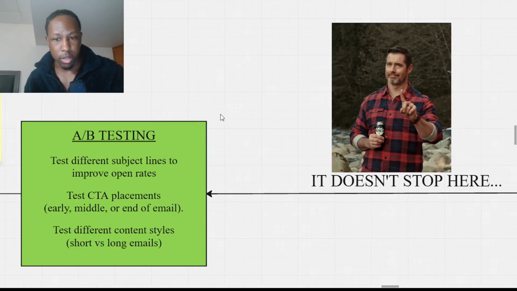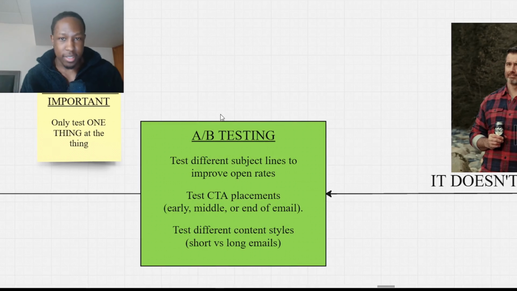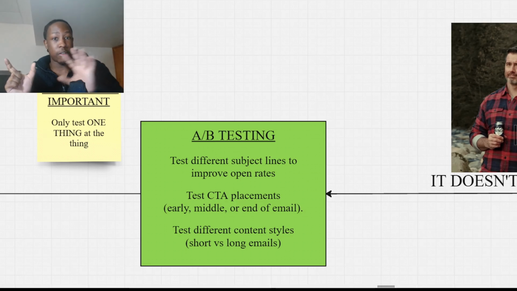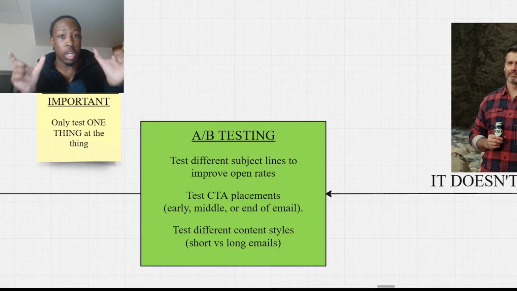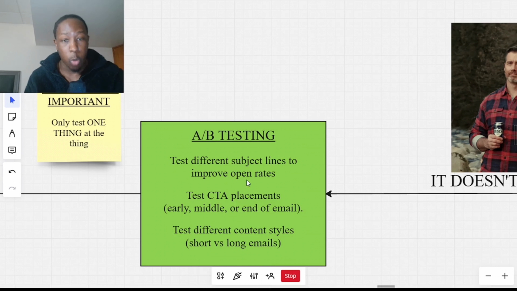But it doesn't stop there. Look, A/B testing, which is basically the art of testing two things at the same time to see what converts the most with your email list, okay? The more you do this, especially at the beginning, the more you're going to understand what your email list interacts with the most. So basically, you're going to have two versions of the same part of the email, okay? So for example, for the subject line, you send to 50% of your email list a certain subject line, and to the other 50% another subject line to see what has the most open rates. So test different subject lines, for example, to improve the open rates.